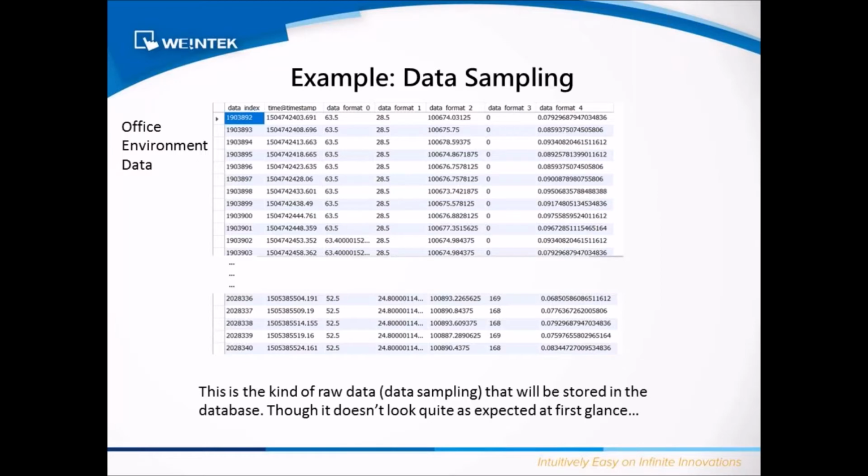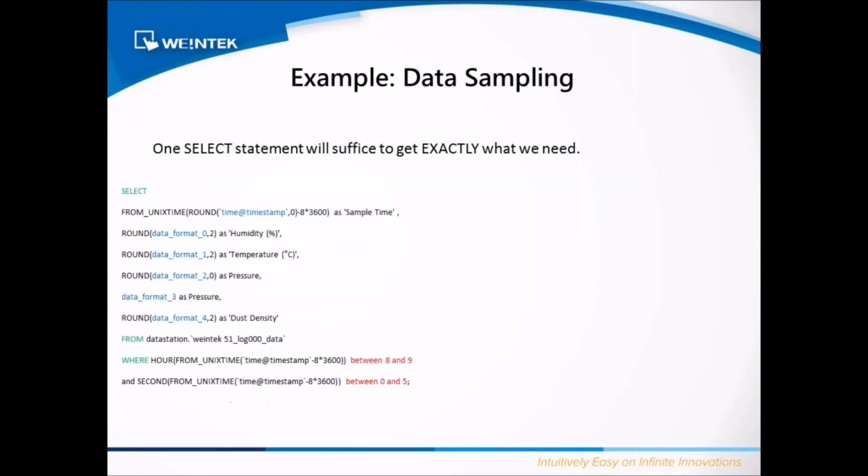what you took by HMI. So it's supposed to contain information like temperature, humidity, pressure, light intensity, dust density, etc. That's what's being kept in the database. Although it looks messy, you don't have to worry, because it's only one statement away from the actual data that we want or need.